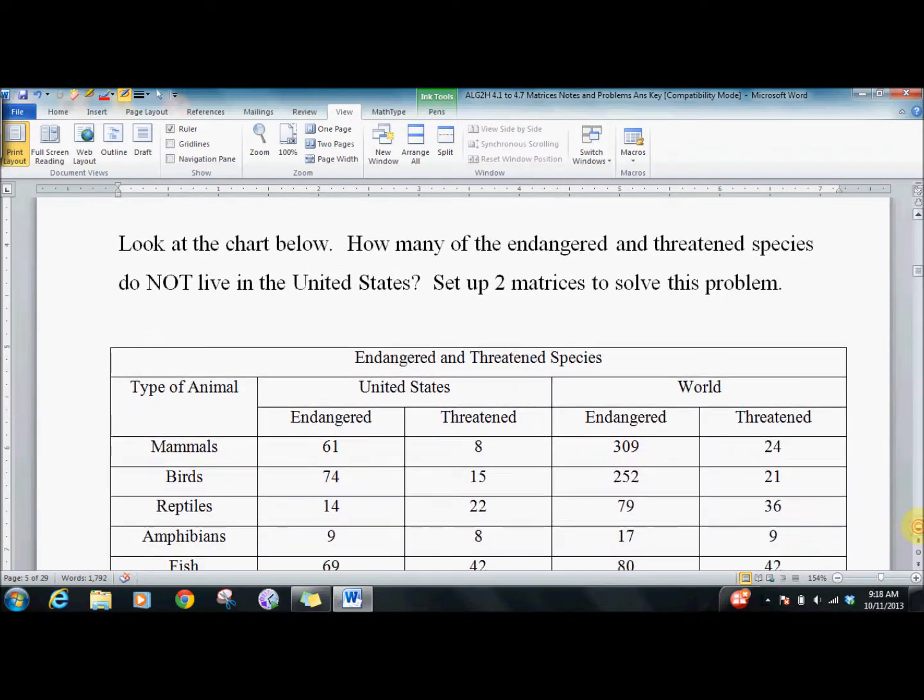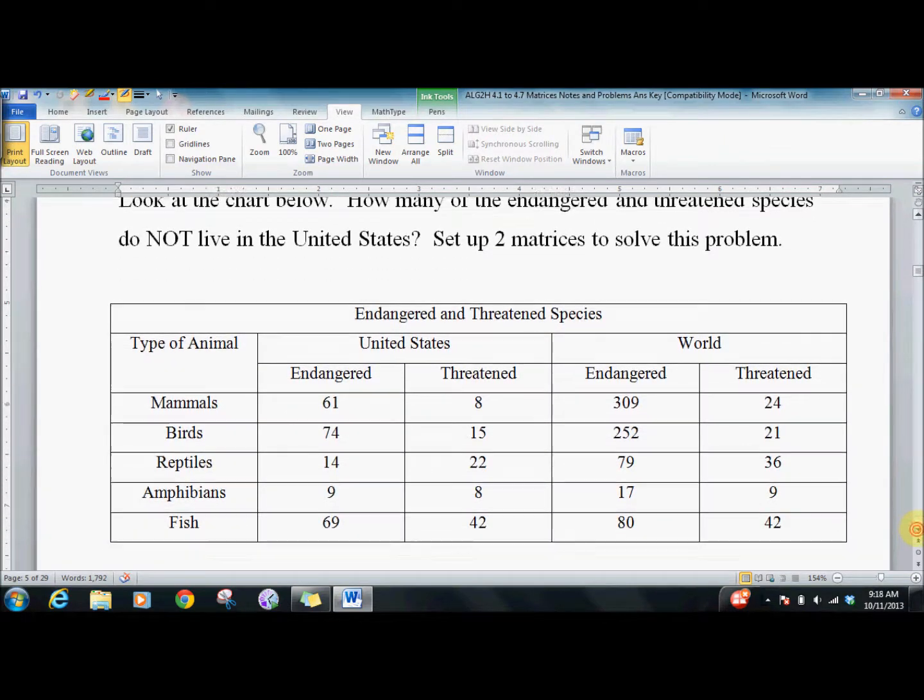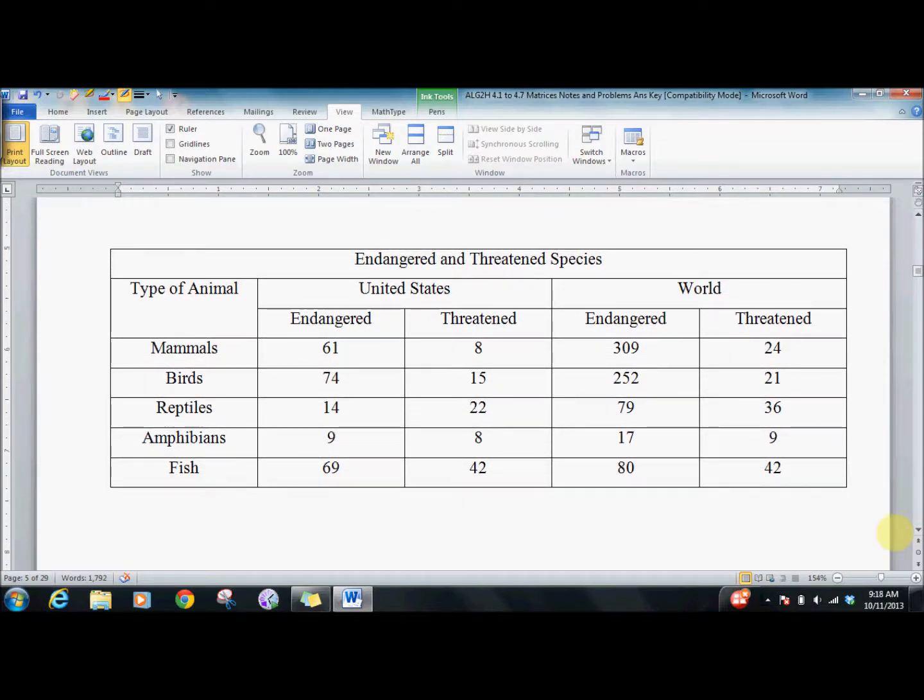So, how many of the endangered and threatened species do not live in the United States in this chart? There's a little political correctness here, giving you the horrible state of the species in the world. I think it's interesting that there are so many in the United States. Relative to the entire world, my guess would be that we're really good at measuring and looking for them, whereas the rest of the world's busy killing them and eating them for dinner.